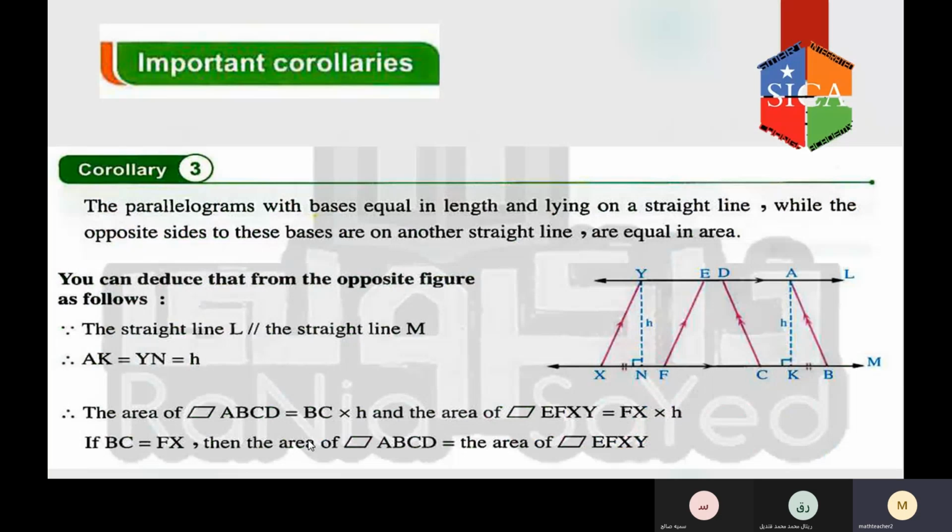What about them? Equal in area. Here I have ABCD, a parallelogram, and EFXY, a parallelogram. BC equals XF. The two parallelograms are between two parallel straight lines, and their bases are equal. When I find my area, what did I say? Base times height. Well, the bases are here. The two bases are equal. And these are two parallel straight lines, so they have the same height, which is the distance between two straight lines, the same. h here and h here. Then the area of parallelogram ABCD equals the area of parallelogram EFXY.